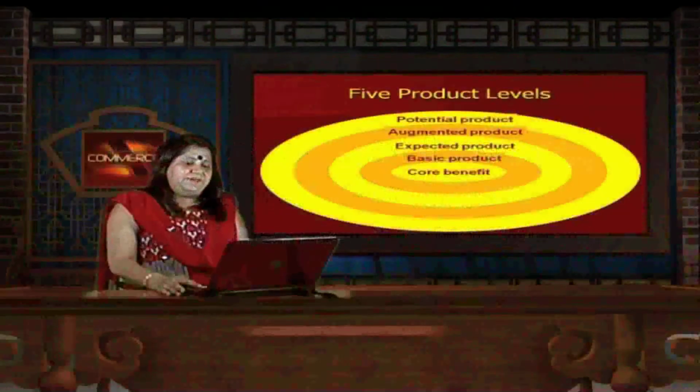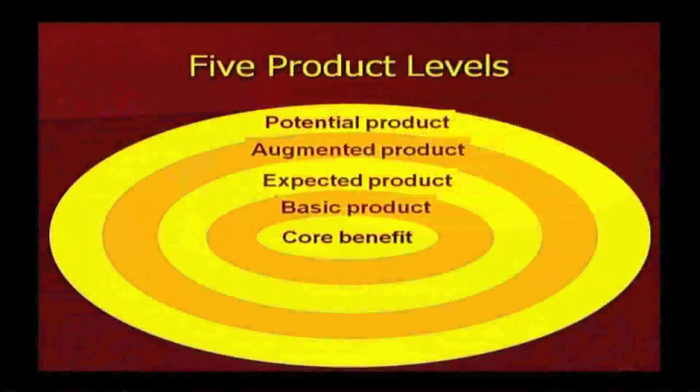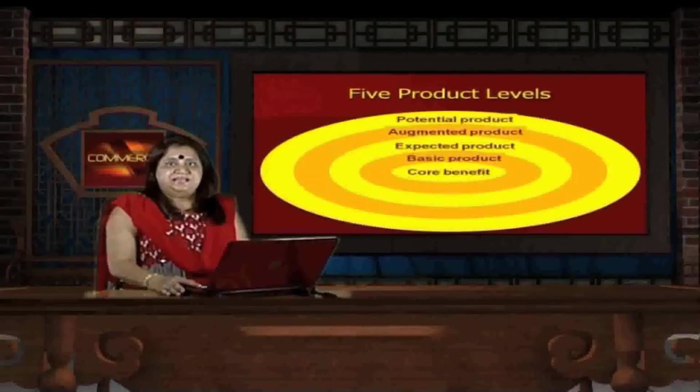Let us study the 5 product levels. The 5 product levels start with the core benefit, the basic product, the expected product, the augmented product and the potential product. When we talk about the core benefit, it is the basic function, the primary function of the product. Like, what will be the primary function of a car? The car has to give mileage and cover the distances required, as recorded by the manufacturers.